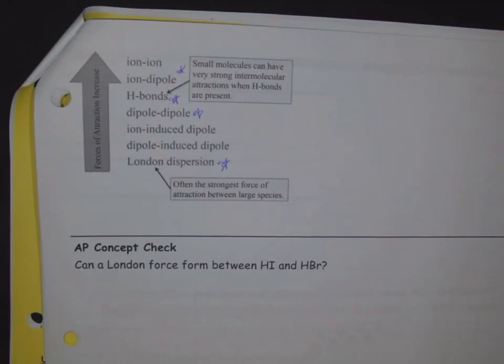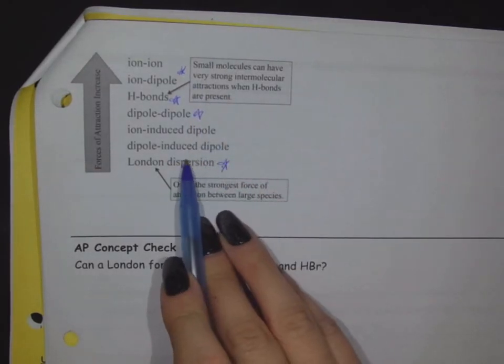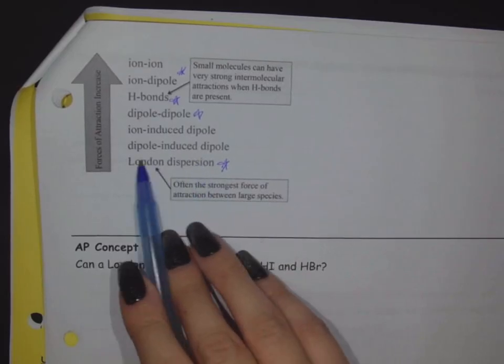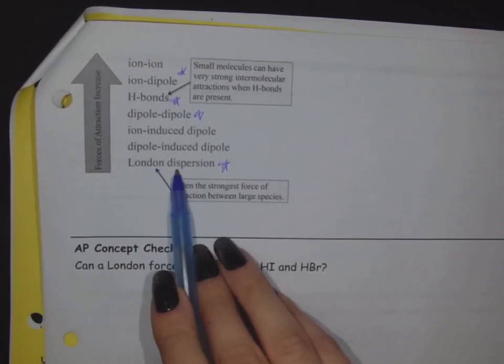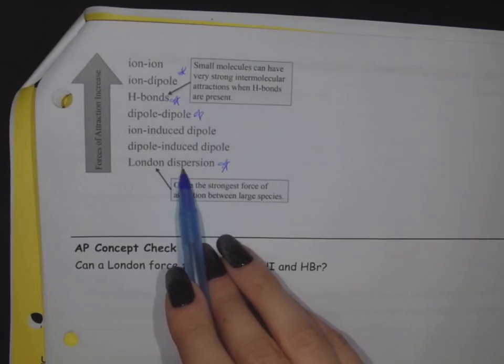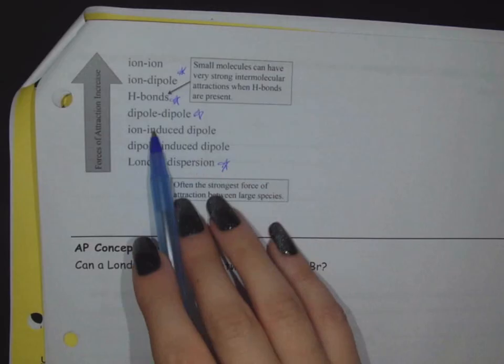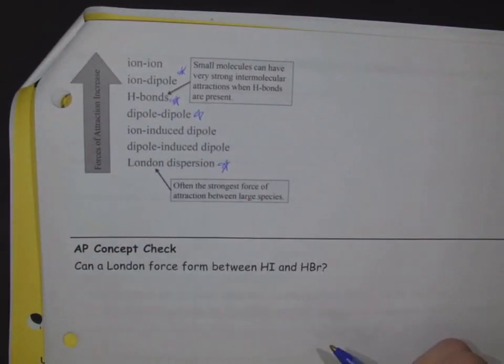But what I need you to know is that this list holds true most of the time, unless the molecule gets really big and or really long. Then the London dispersion can become really strong, and it can become stronger than many of those other IMFs.